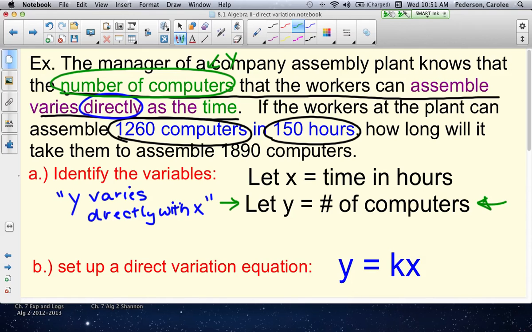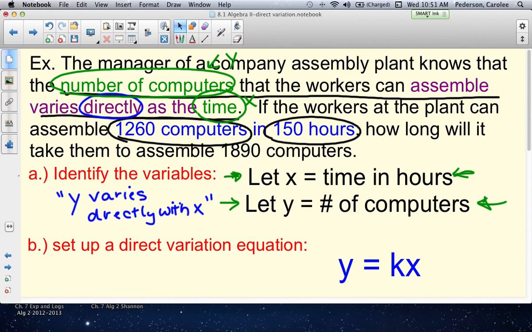Then the second piece says the number of computers that the workers can assemble varies directly as the time. So this represents your x. The time is your x value. Then part B is setting up that direct variation equation. So we have to choose one of those 3 formulas. In this case, it's a direct variation, so y equals kx.